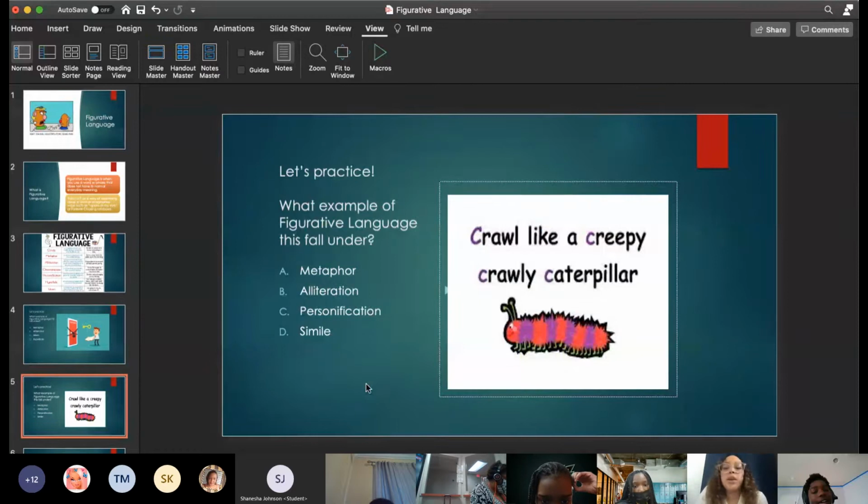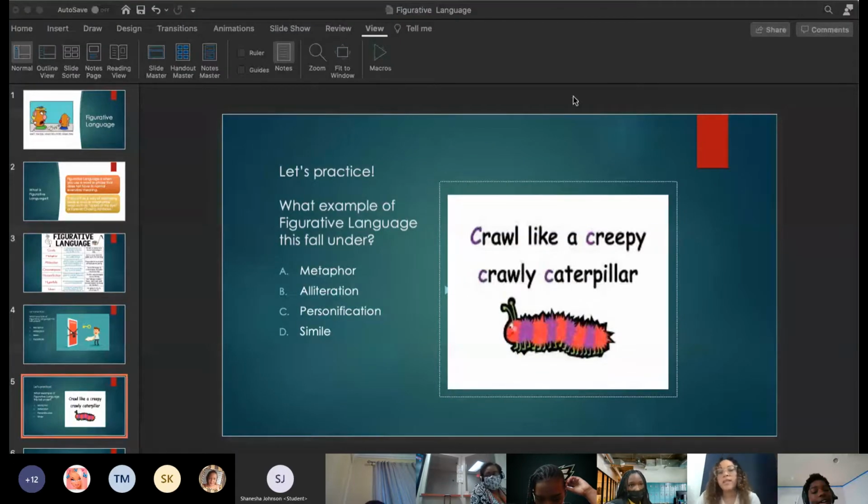Okay, this one says that it crawls like a creepy, crawly caterpillar. What example of figurative language does this fall under? Is it A, metaphor, B, alliteration, C, personification, or D, simile? Let's see who raised their hand first. Ooh, Anastasia. I got Anastasia. Go ahead, Anastasia. Alliteration. Correct. Alliteration. All right, Anastasia.